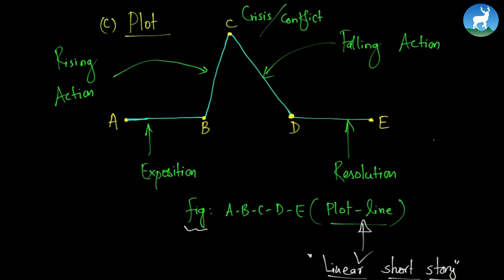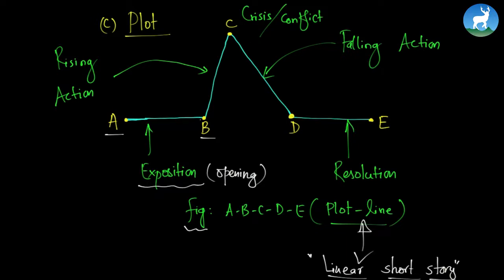5 different points. The first 2 points from A to B is called exposition, which is also known as opening. It's called the opening or the exposition. Exposition is where you are given a view of the characters, you are introduced to characters, you also know about the setting and all that.